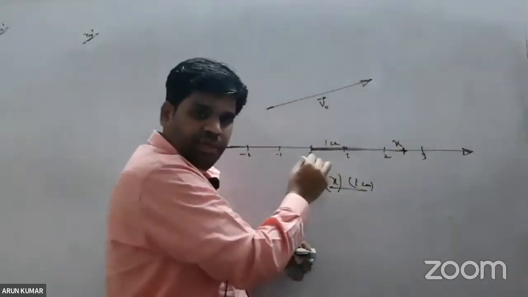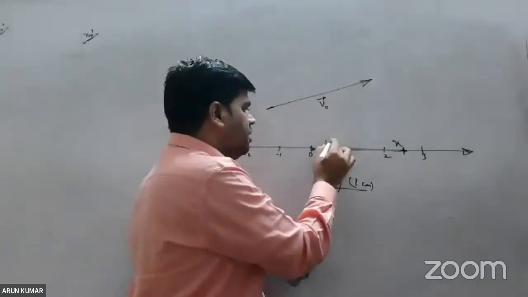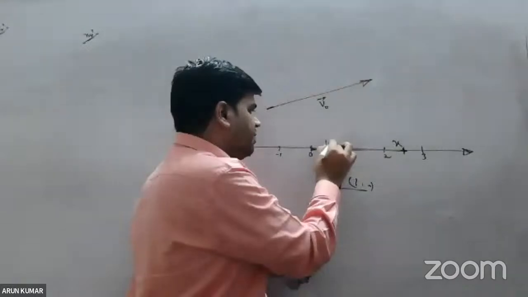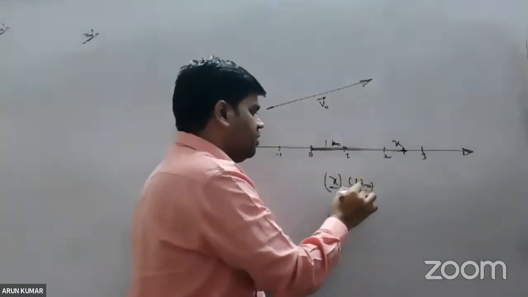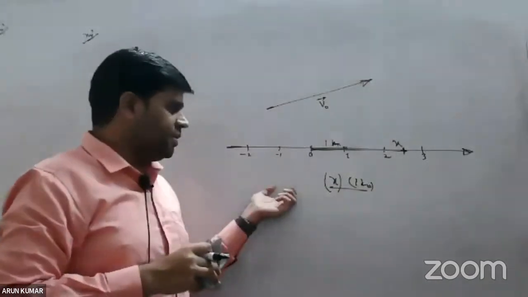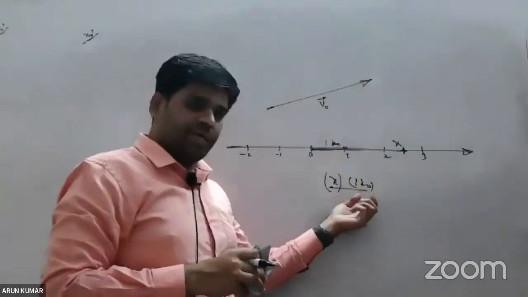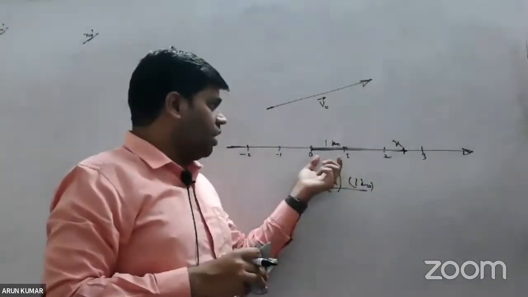This point is nothing but x times of 1 unit. Here 1 unit is 1 centimeter. Or if I say it's 1 meter, this will be 1 meter. If I say 1 kilometer, this will be 1 kilometer. So any physical quantity can be written as a number and a unit. This unit is nothing but how much is 1?